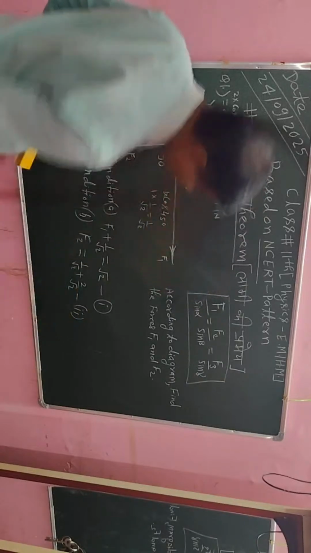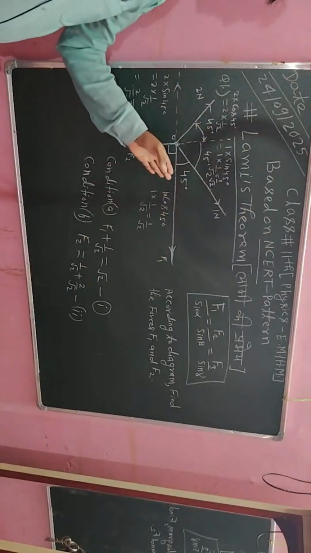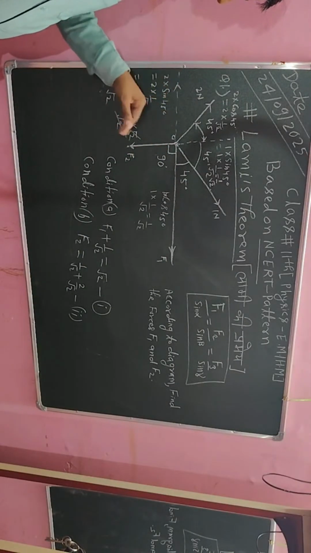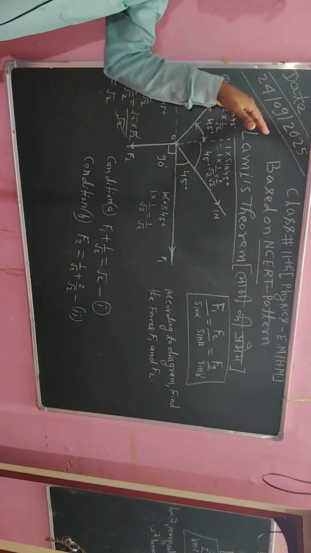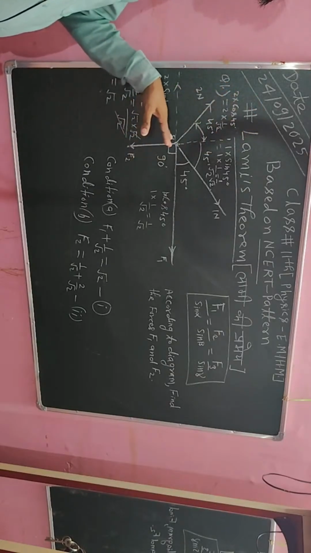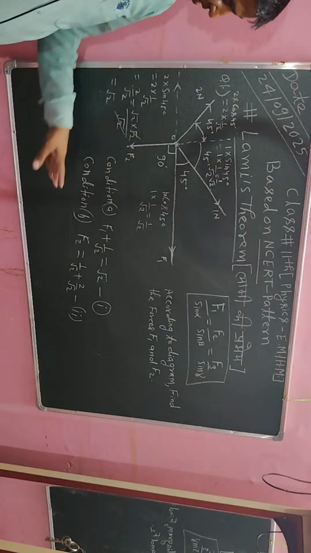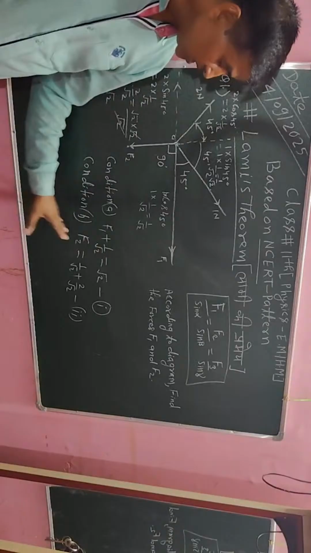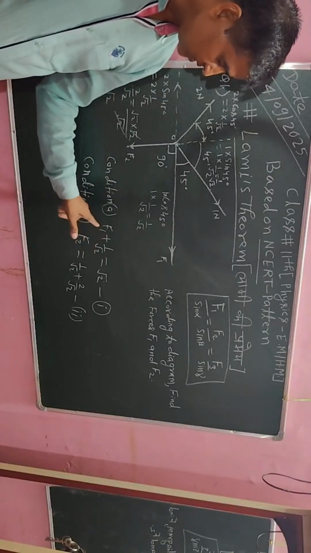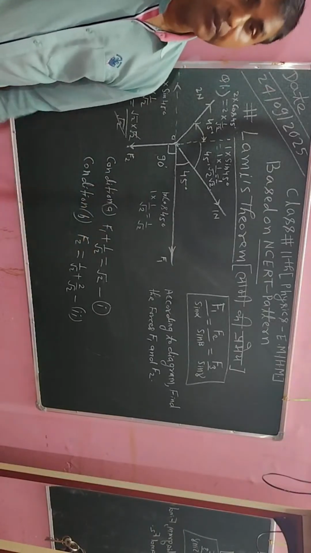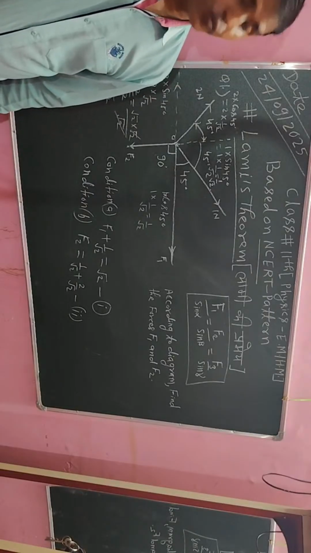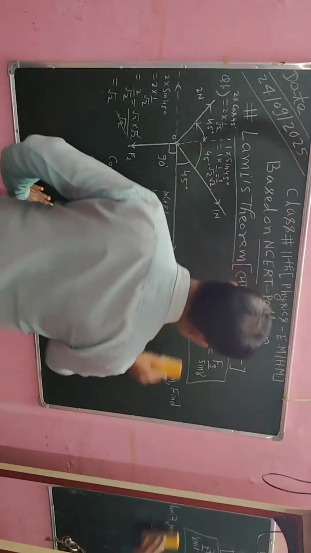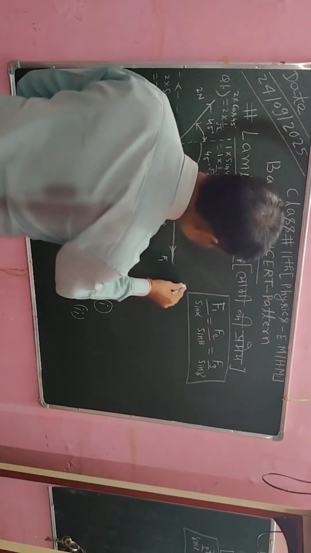I hope that so forces along positive x axis which is equal to forces along negative x axis, and also forces along positive y axis which is equal to the forces along negative y axis I have written. So all information I have written here. So after solving I will get the value of F1 and also value of F2. So this is the required way to solving all these questions. So here I am going to also get this solution.